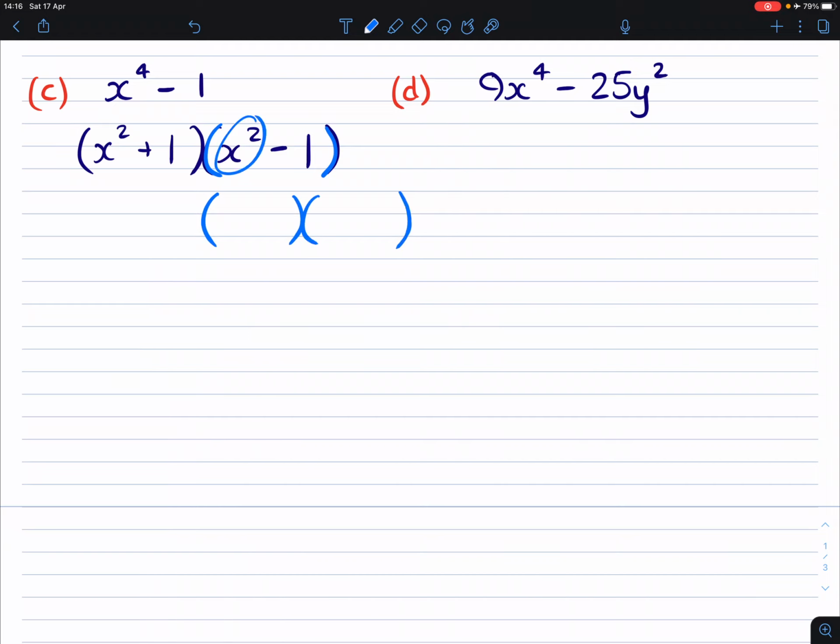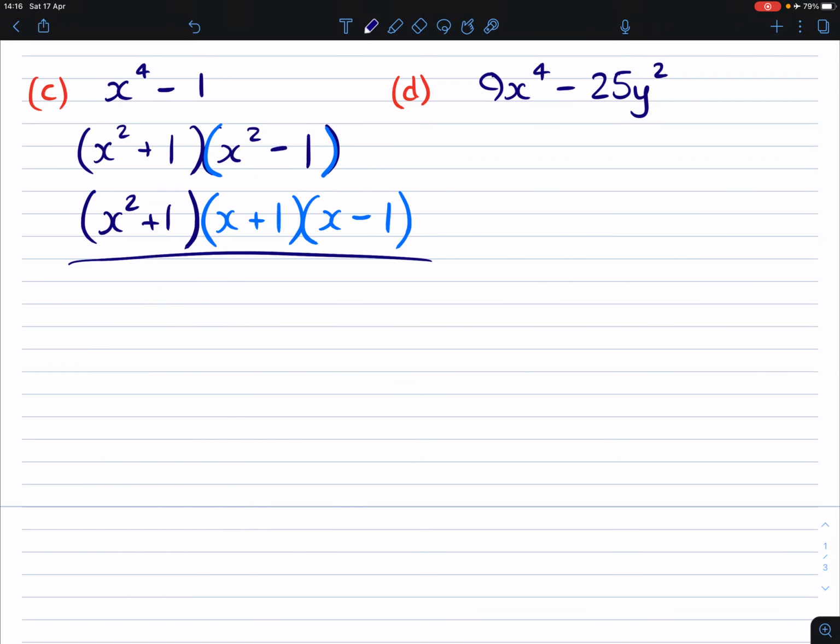Square root of x squared, x and x, square root of 1, 1 and 1. 1 plus, 1 minus. What we would have then is we still have this x squared plus 1 to begin with, and that there is fully factorized. So always watch out, if you have x squared inside a pair of brackets, look to see if it can be factorized further.